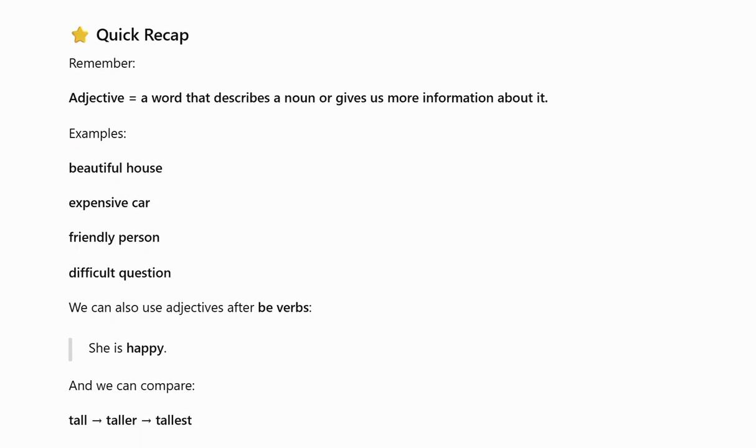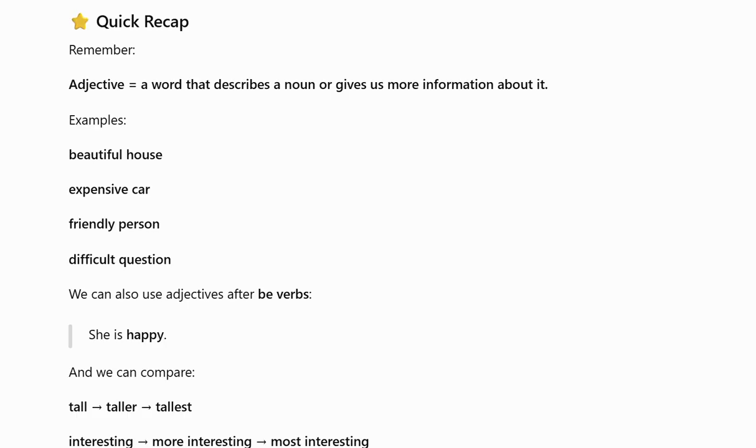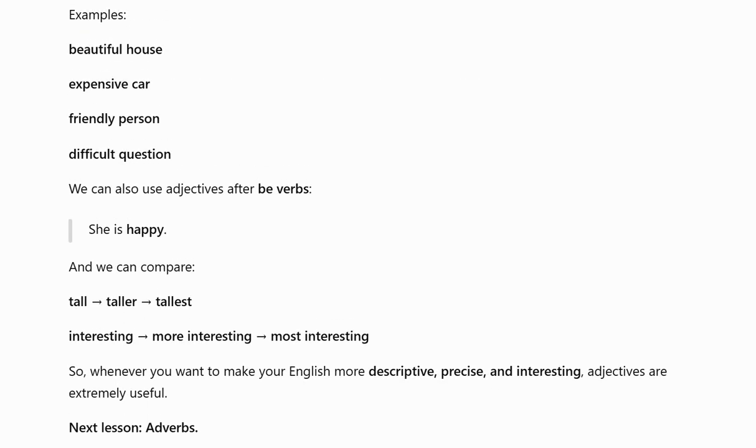A quick recap. Remember, an adjective is a word that describes a noun or gives us more information about it. Examples: beautiful house, expensive car, friendly person, difficult question. We can also use adjectives after be verbs. She is happy. And we can compare: tall, taller, tallest. Interesting, more interesting, most interesting. So, whenever you want to make your English more descriptive, precise, and interesting, adjectives are extremely useful.